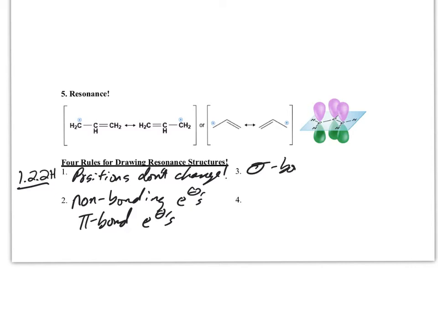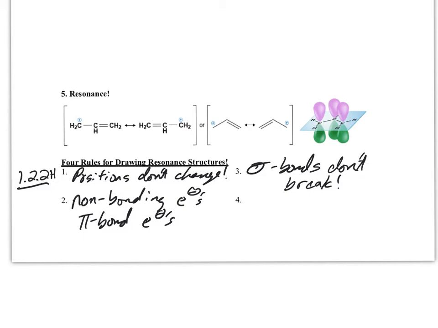Sigma bonds don't break. So you have to have pi electrons, which means you have to have a p orbital. So which hybridization state has nothing to do with resonance structures usually? sp3, because it has no p orbitals.